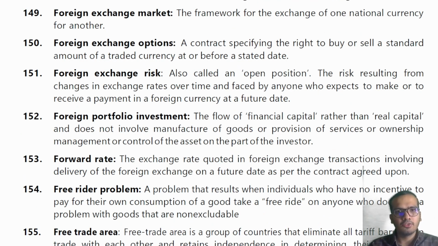It is also called as open position. So the risk resulting from changes in exchange rate over time and faced by anyone who expects to make or to receive a payment in a foreign currency at a future date.